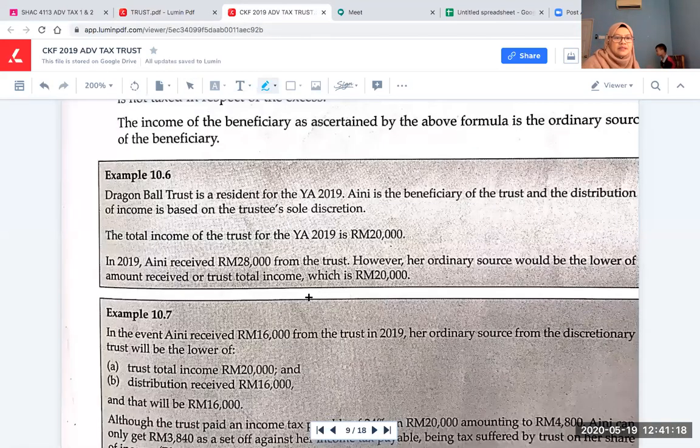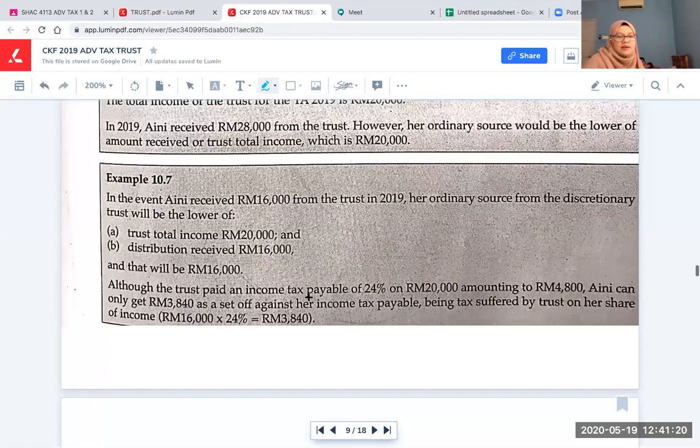Example 10.7 says that in the event you receive 16,000 from the trust, this is related to the single one earlier. You receive 16,000, but the total trust income is 20,000, so you will be assessed on that 16,000, whichever is lower. Okay.